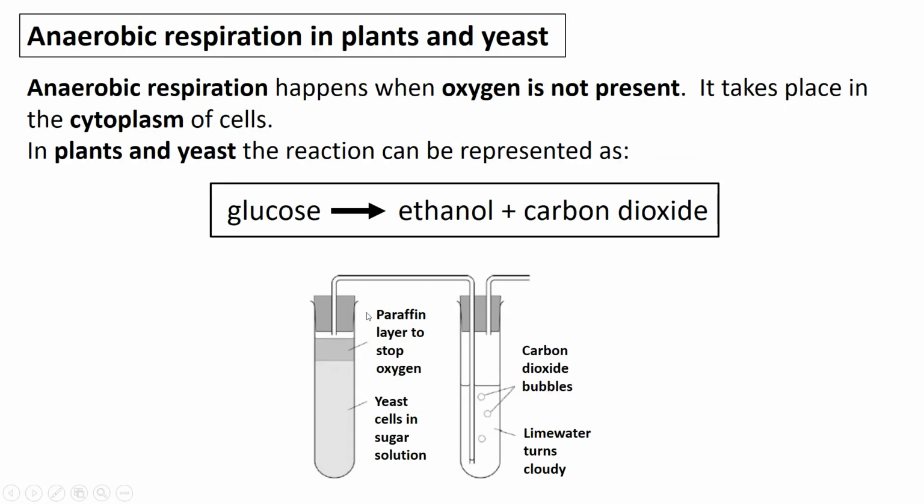And this simple bit of equipment here can show you how yeast cells in a sugar solution, if you put a layer of paraffin at the top, it will stop oxygen getting into the yeast cells, so you're forcing them to anaerobically respire. So you can see that carbon dioxide bubbles are going to be produced, which turns lime water cloudy. Those yeast cells will also be making ethanol, but that will stay in the solution.